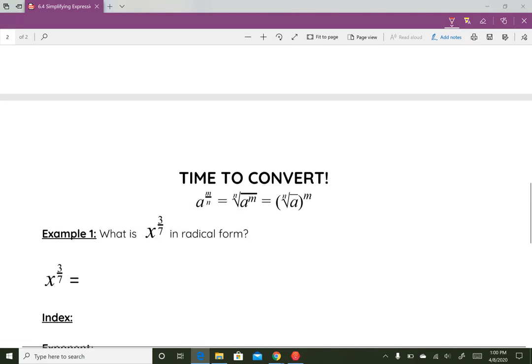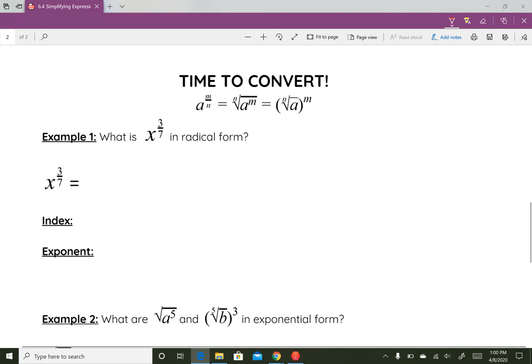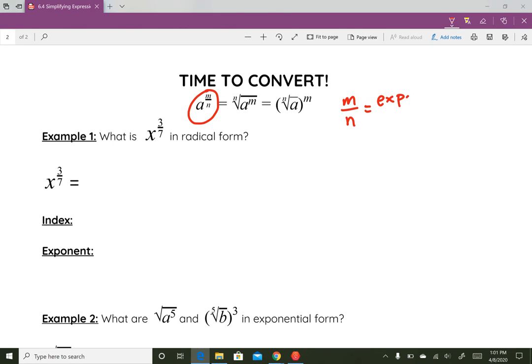So let's look down here at converting. What's going to happen now is we may have something like this, where it's a to the m over n. All that m over n means is that the m is going to become your exponent, and your n is going to become your index. And I'll talk more about that in a second.